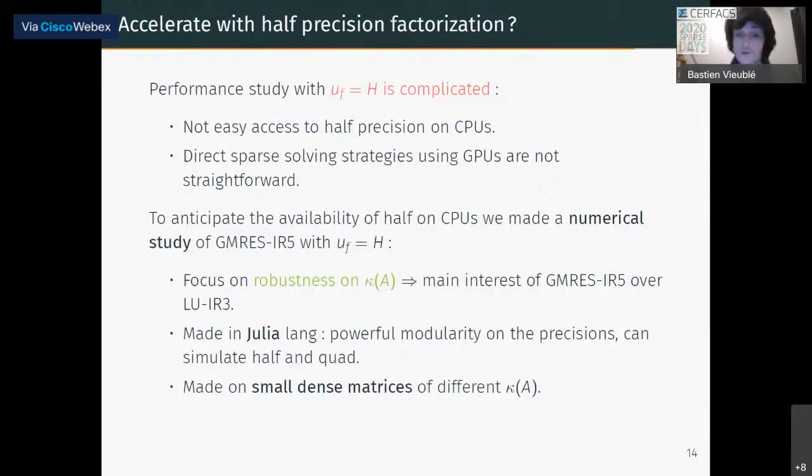This study focused on the robustness on kappa(A), since this is the main interest of using GMRIR5 over LUIR3. We made it in Julia, which has a powerful modularity on the precisions and can simulate half and quad precision, which may not be hardware supported. Also, we made it on small dense matrices in comparison to the previous experiment, which was on large sparse ones.